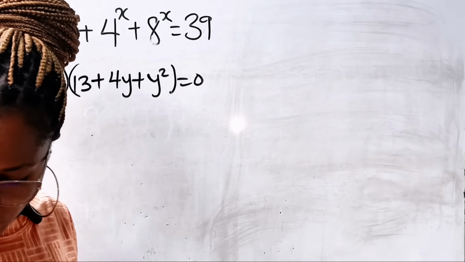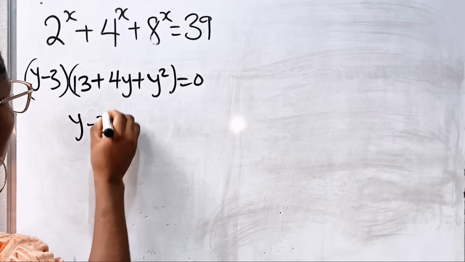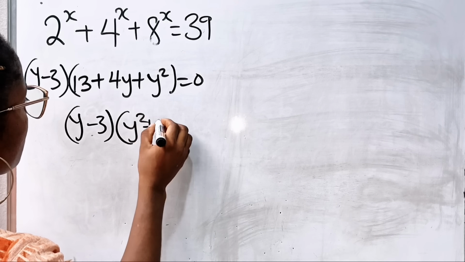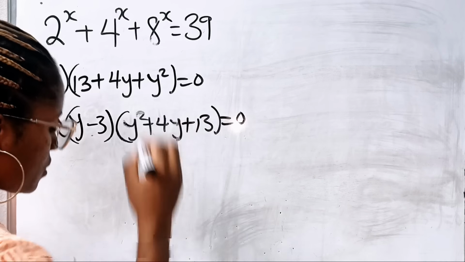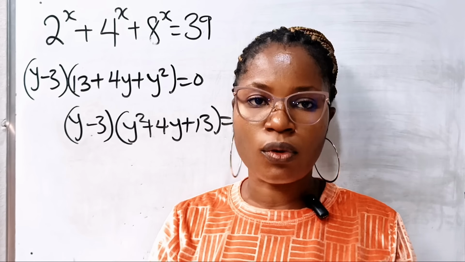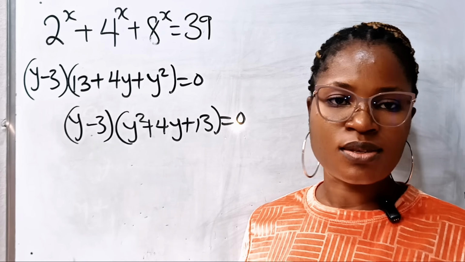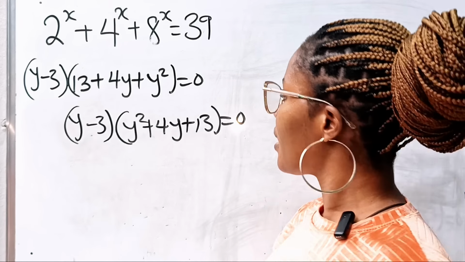So moving forward, we have (y minus 3)(y squared plus 4y plus 13) equal to 0. Let's arrange this well. In this one as well, I'm going to prove that the answer we got is correct. So this is why you need to watch this to the end to see how I proved that.